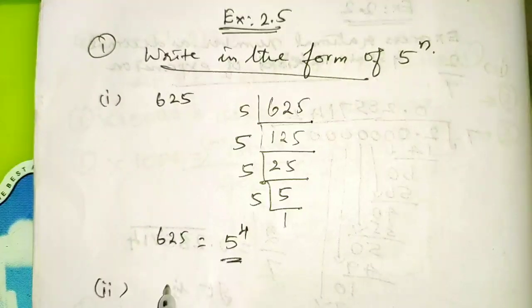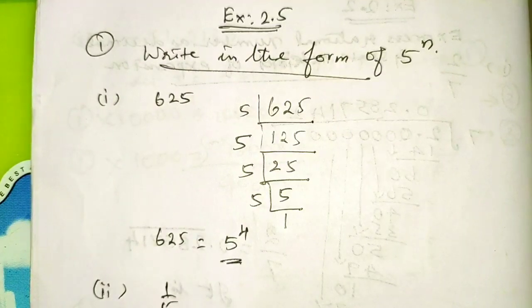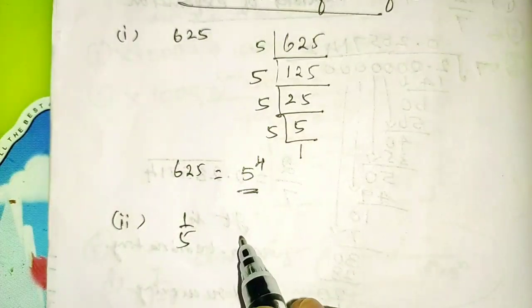Like that, the second sum is 1 by 5. Here 1 by 5.